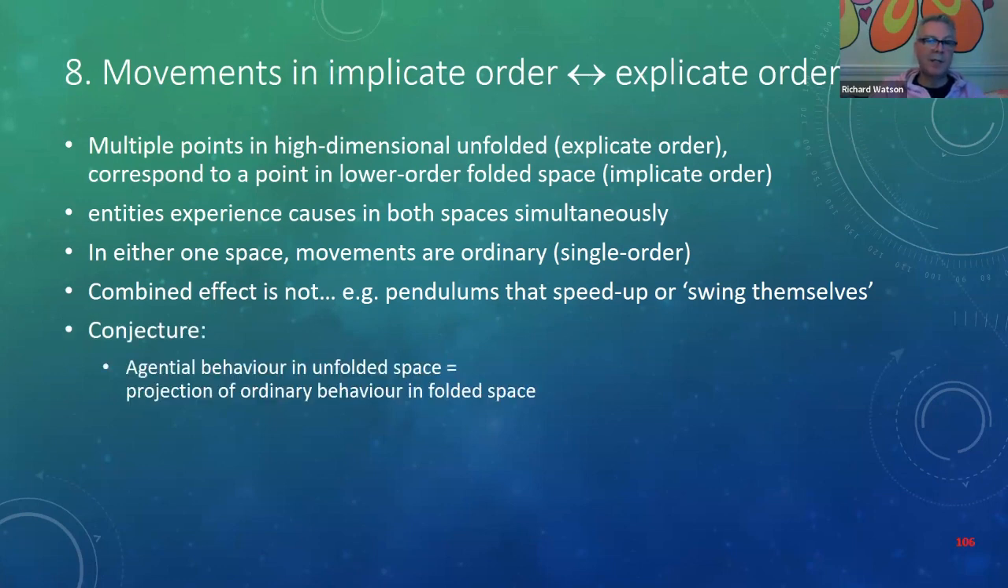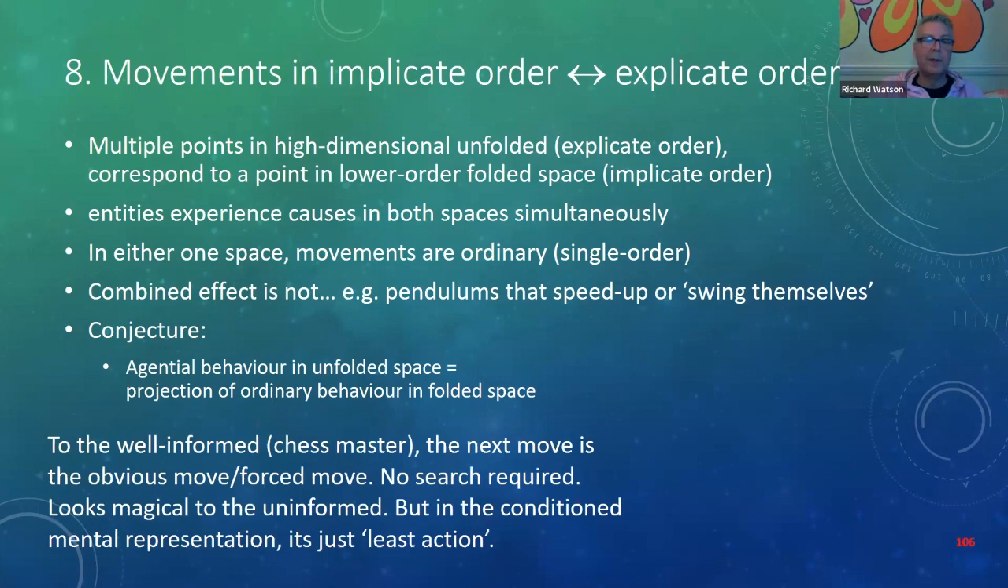So my conjecture is that agential behavior, a behavior that looks agential in the folded space, is a projection of ordinary behavior in the unfolded space. It's a bit like saying that to the well-informed chess master, the next move is obvious. It's a forced move. There isn't any search required. It's just like, well, you have to do that. And that looks magical to the uninformed, but in the conditioned mental representation of the master, it's just a least action thing. It's just falling downhill for the chess master.